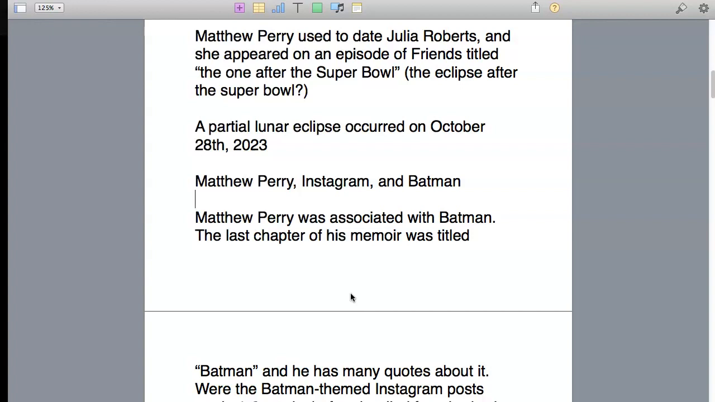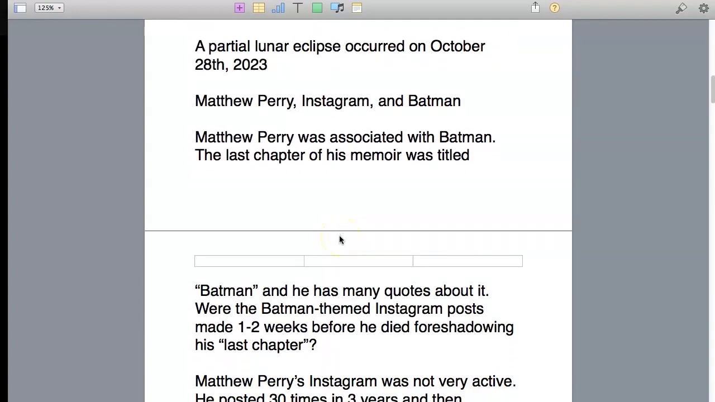And Julia Roberts is in an episode of Friends with Chandler Bing, who has all this Eclipse resonance now. And the title is The One After the Super Bowl, so I'm just thinking out loud here. Is this referring to the eclipse after the Super Bowl, right? In an abstract way. Because then it just so happens that on this particular Julia Roberts' birthday, October 28, 2023, there was a partial lunar eclipse. So Matthew Perry died on the day of an eclipse.